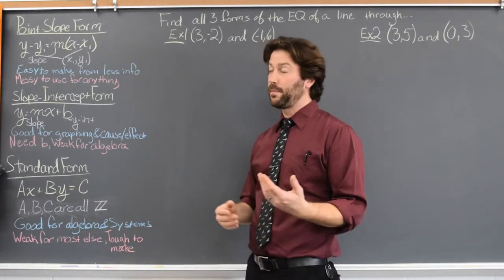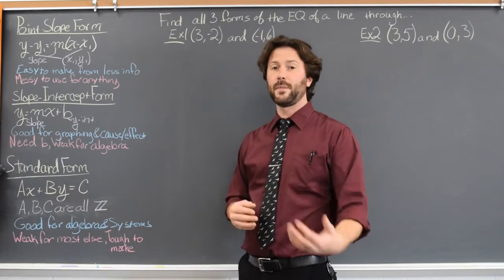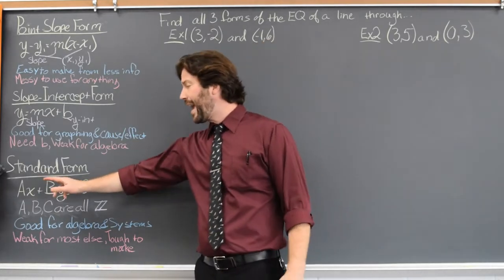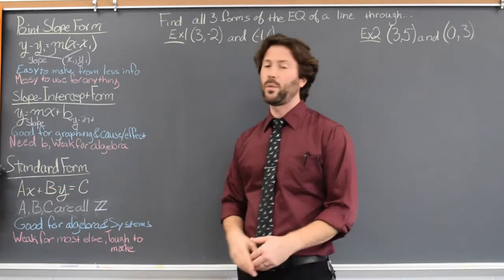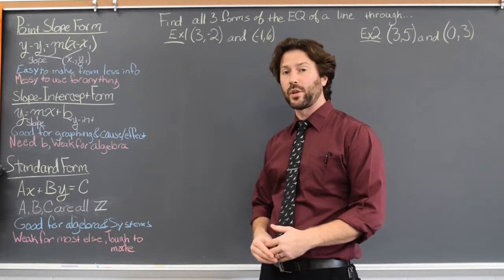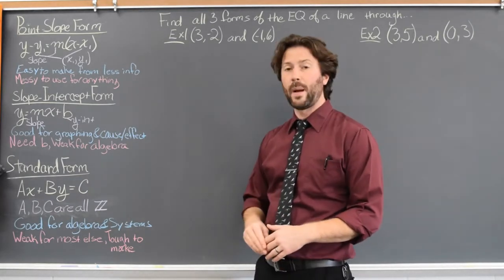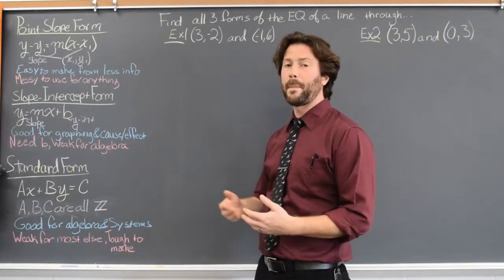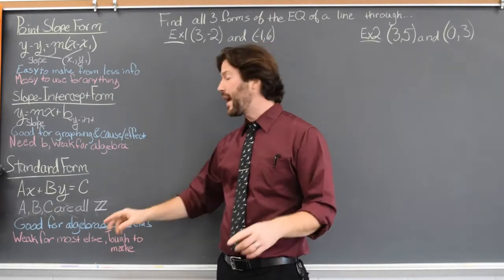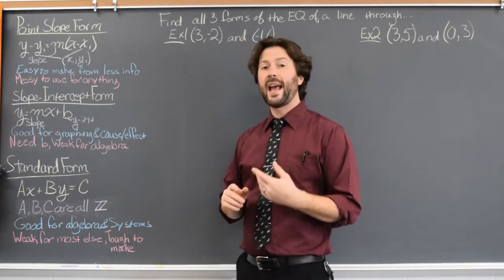Then the last one that we have is standard form. Now standard form's, oddly enough, probably the one we're least familiar with. Standard form is ax plus by equals c. And there's nothing really special about what a, b, and c represent. They don't represent any important part of the function. What they represent are simply integers. They have to be integers.